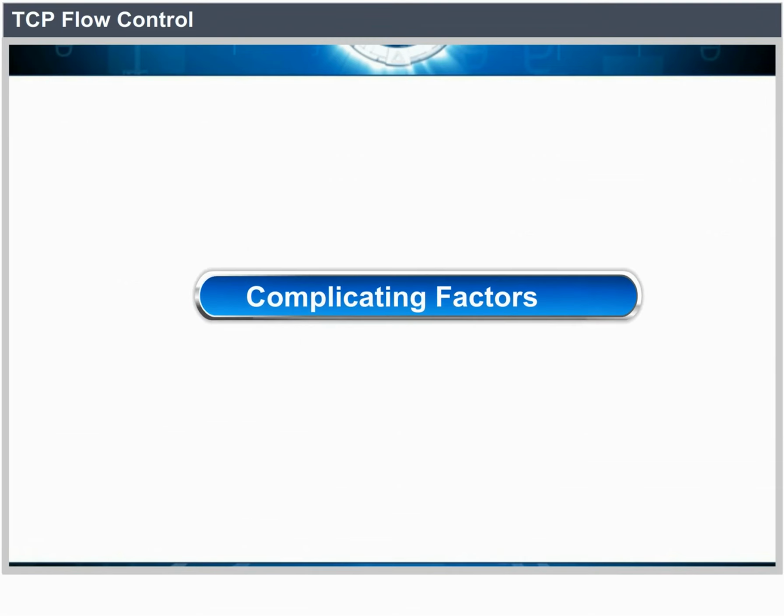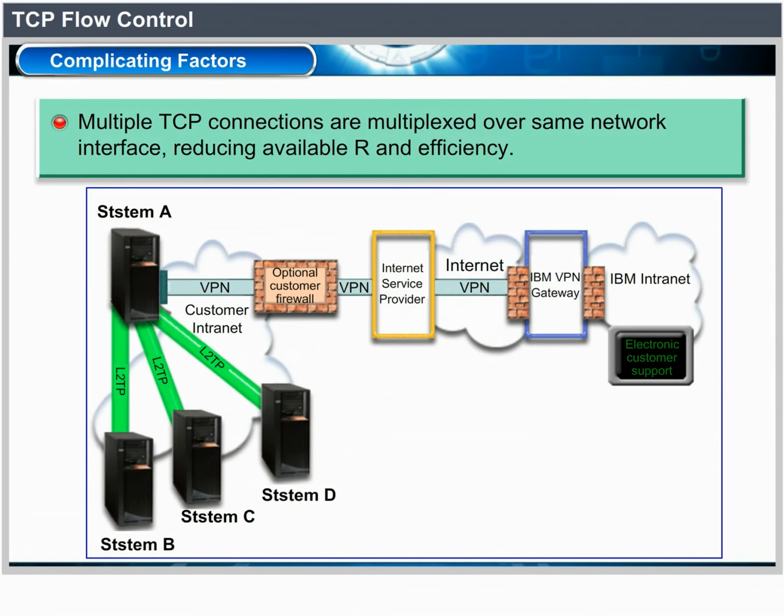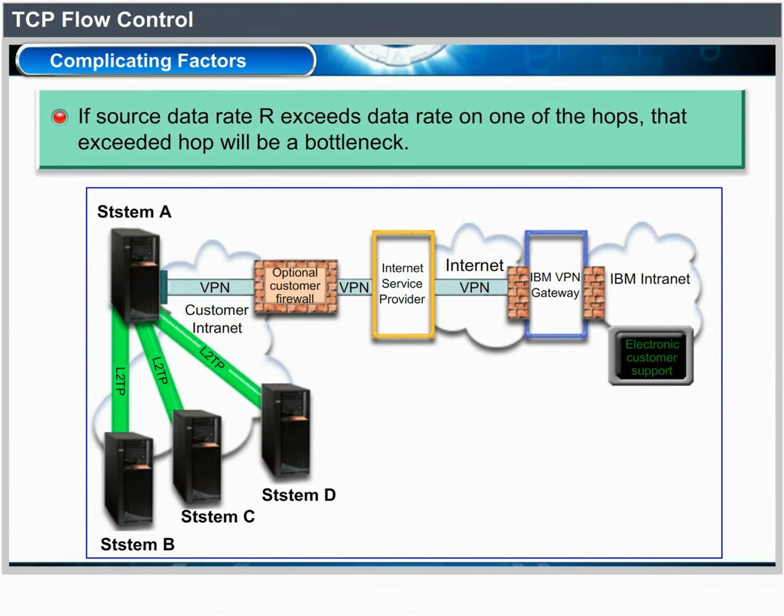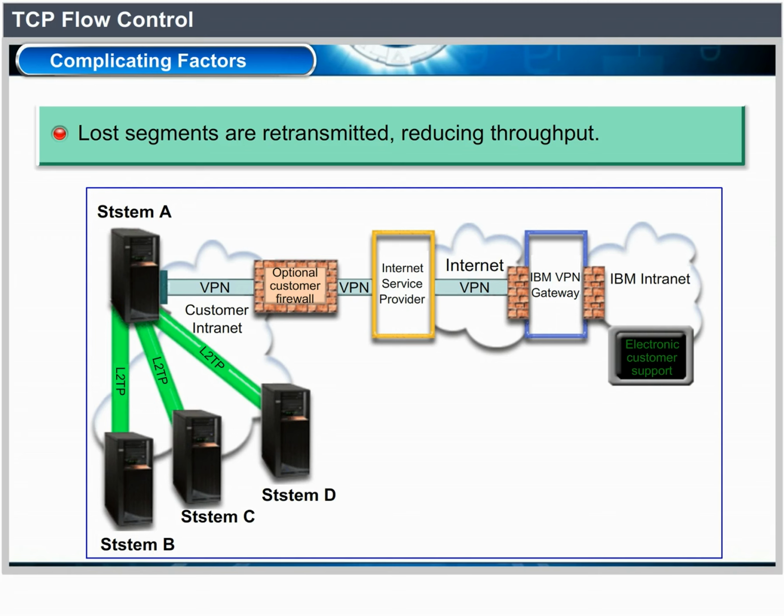Multiple TCP connections are multiplexed over the same network interface, reducing available R and efficiency. For multi-hop connections, D is the sum of delays across each network plus delays at each router. If the source data rate R exceeds the data rate on one of the hops, that hop will be a bottleneck. Lost segments are retransmitted, reducing throughput. The impact depends on the retransmission policy.